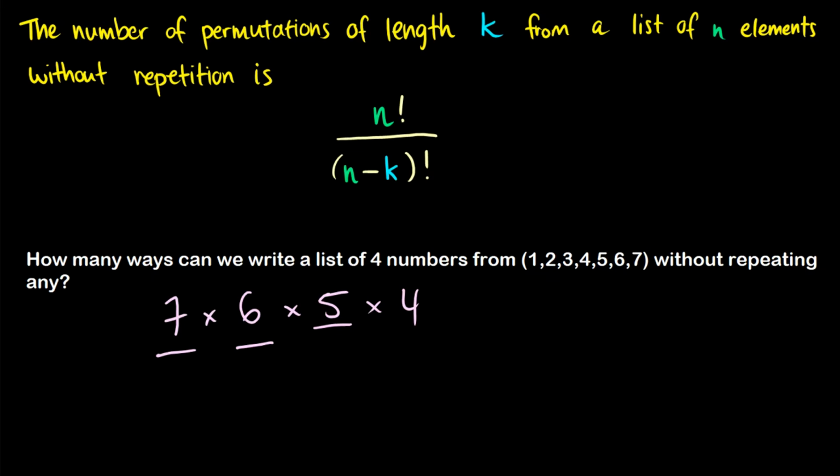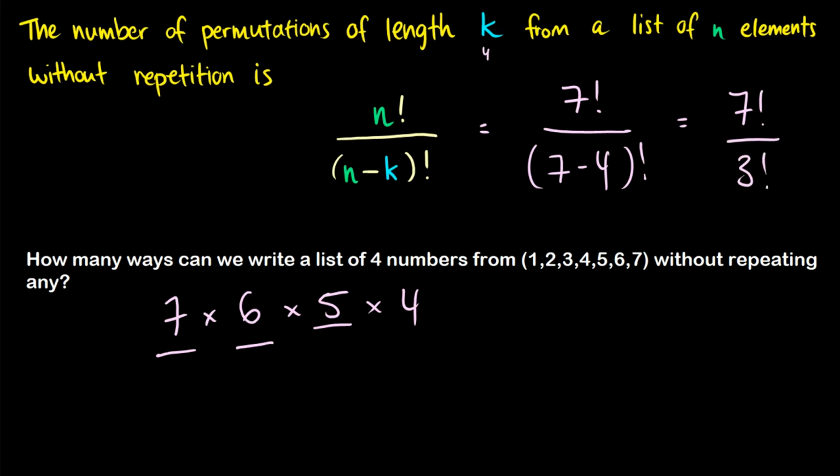Now, what's this formula at the top here? Well, this formula is the same thing as what we have written down here. So let's rewrite this problem in terms of this formula. So n is the number of elements in the list. So we have 7 items in the list, so let's replace n with 7. Okay. So we want to pick k of them. Well, we're picking 4, so 4 is equal to k in this case. So this is 7 factorial over 7 minus 4 factorial. Now this is equal to 7 factorial over 3 factorial.